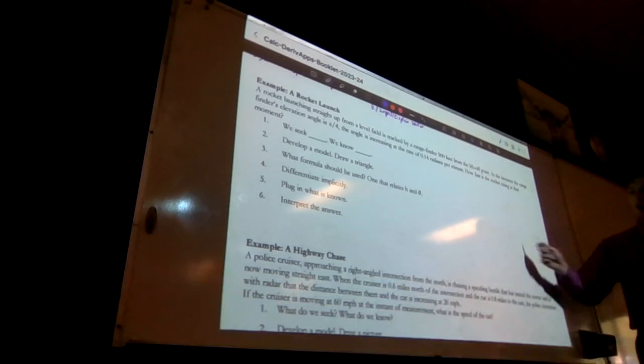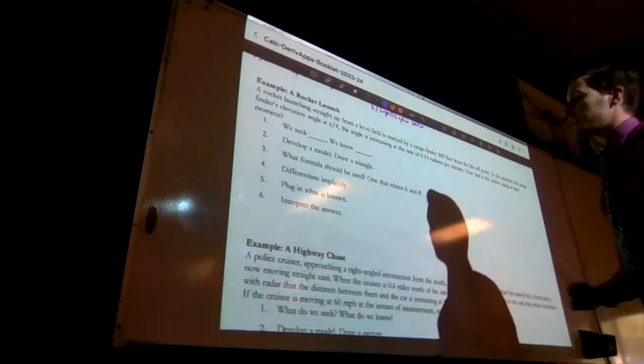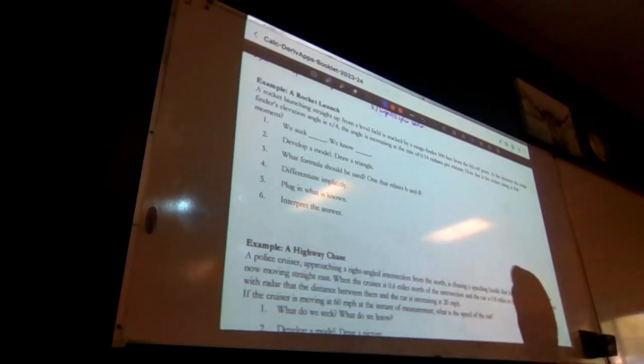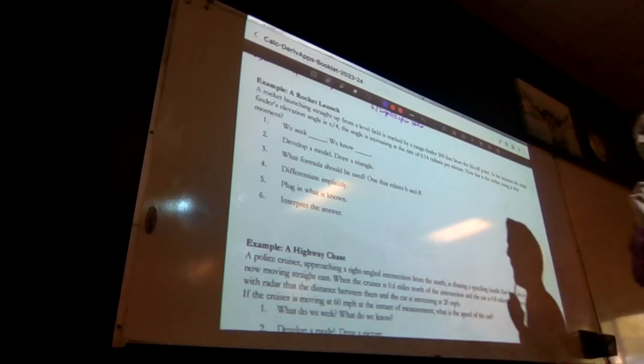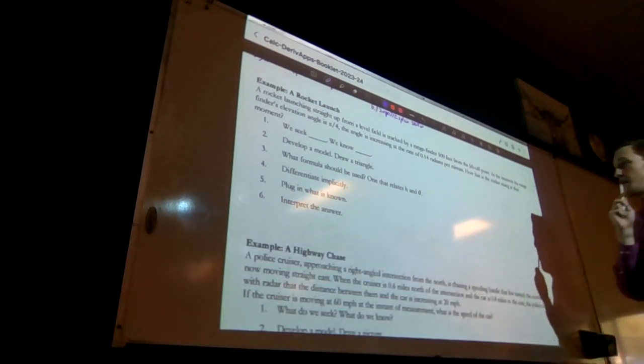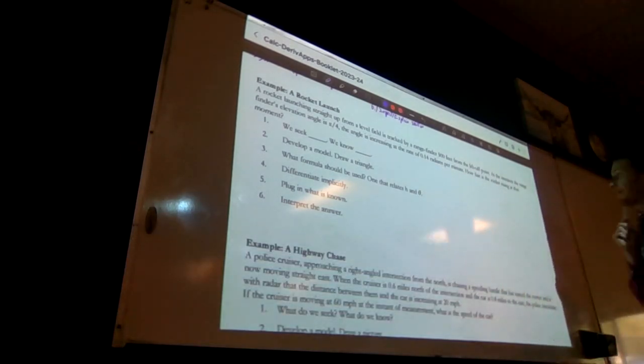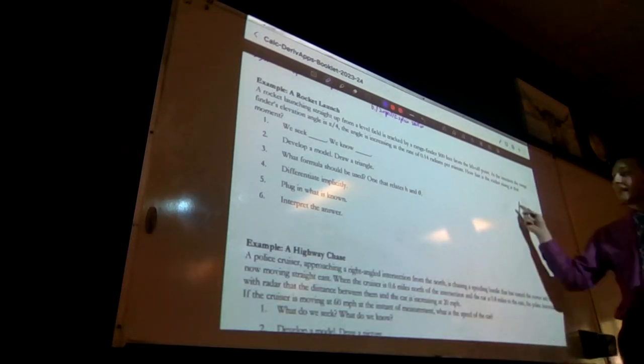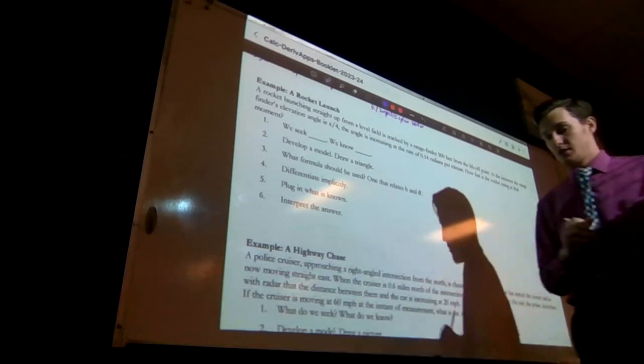So our example here is a rocket launch. A rocket launching straight up from a level field is tracked by a rangefinder 500 feet from the liftoff point. At the moment, the rangefinder's elevation angle is pi over 4. The angle is increasing at the rate of 0.14 radians per minute. How fast is the rocket rising at that moment? Okay?